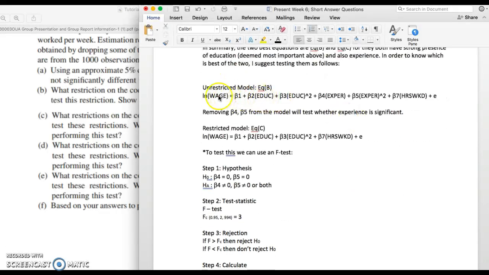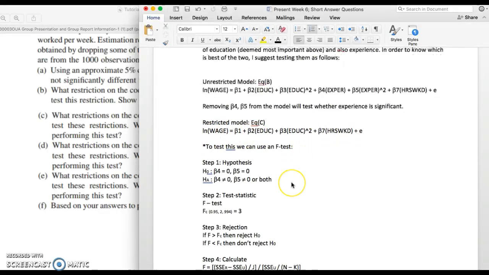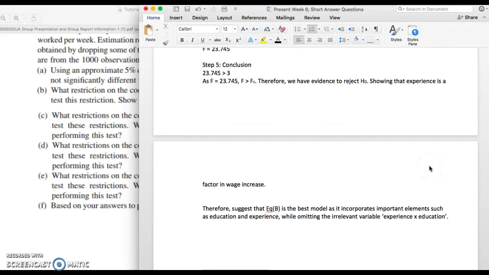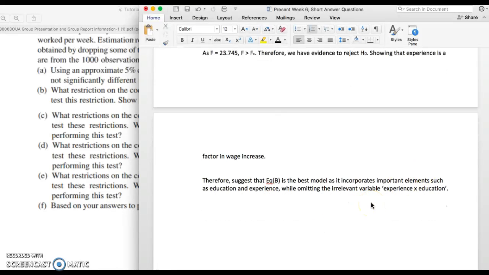In order to know which is the best of the two, I suggest we test them as follows. Unrestricted model B versus the restricted model C, where we're removing experience from the equation. So we test that and we find that there is a very significant F value. So this shows that we do have experience as a factor in wage increase, therefore suggesting equation B is the best model, as it incorporates important elements such as education and experience while omitting the irrelevant variable which we determined to be experience times education.